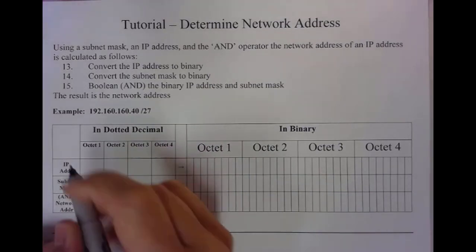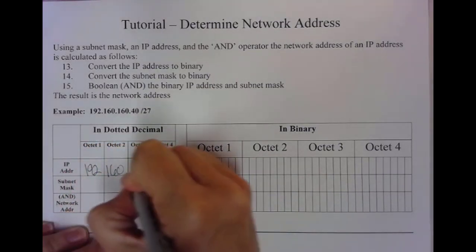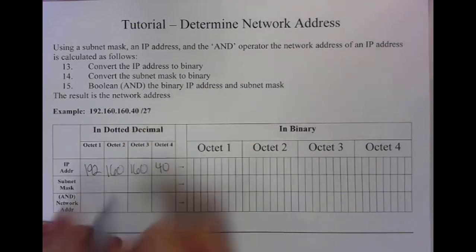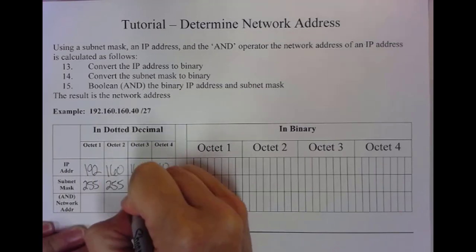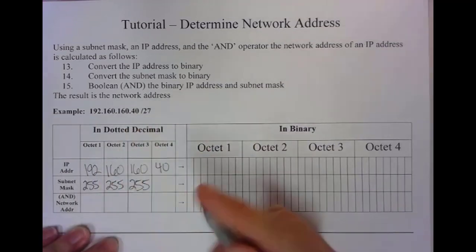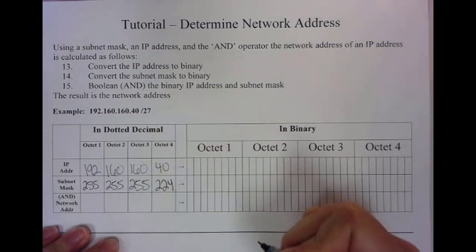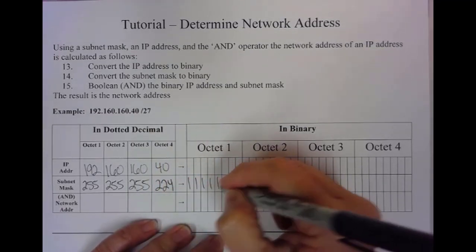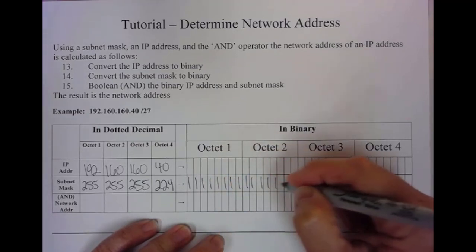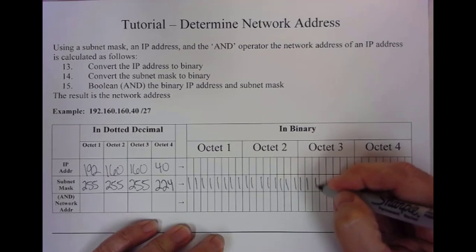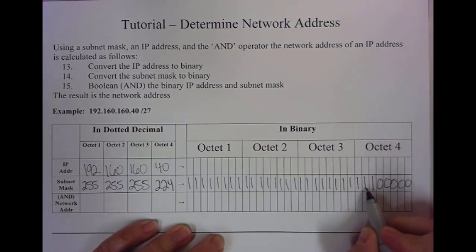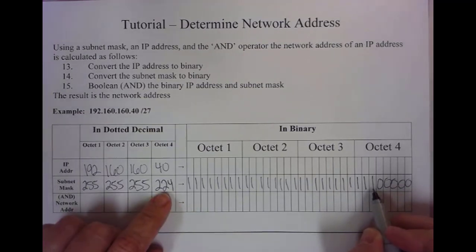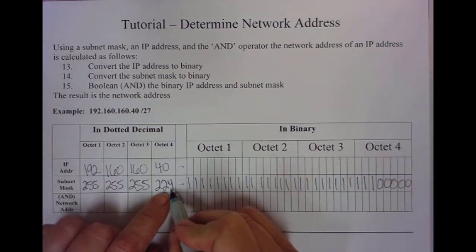So we're going to do this 192.160.160.40 with a subnet mask of 27. So I know this is 255, 255, 255. And I happen to know that the slash 27 is a 224. I know that just through practicing a lot. So there's 16, 24, 25, 26, 27. So when I add 128 plus 64 plus 32, I get a subnet mask value in this fourth octet of 224.